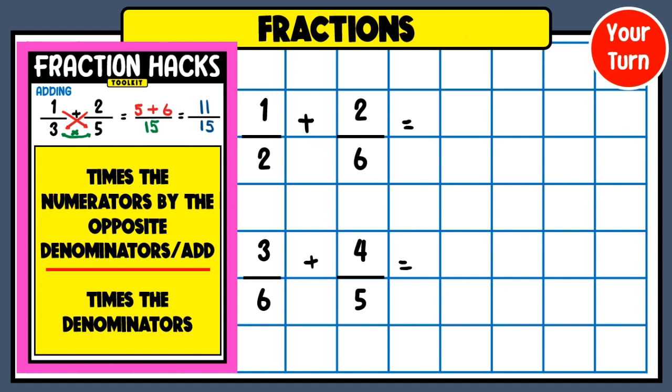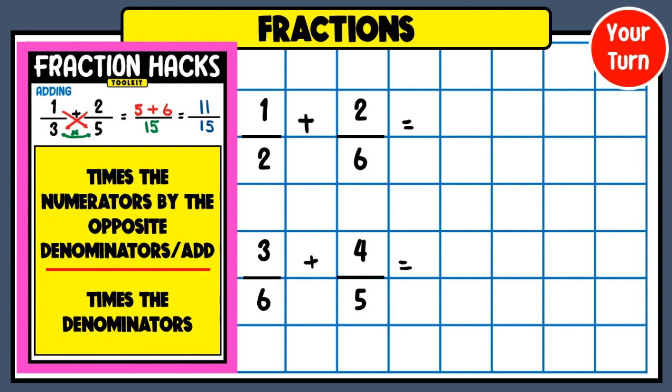Alright, we've got 1 over 2 add 2 over 6, and 3 over 6 add 4 over 5. I'm going to leave the hacks on there for now if you want to use it as a guide. So pause the video, let's see what we get. Okay, so let's have a look at some answers then.